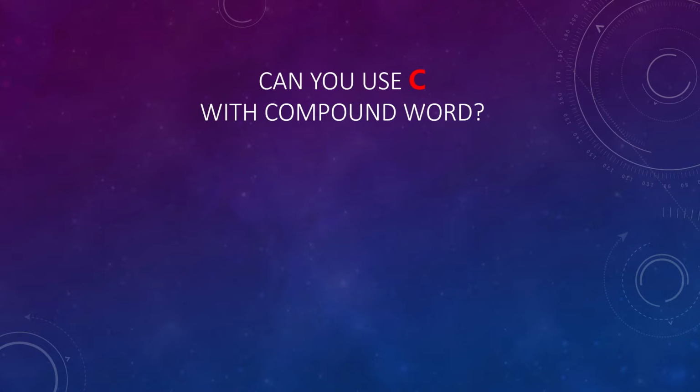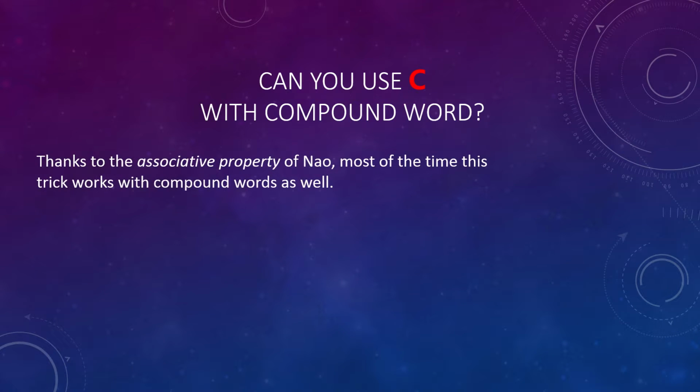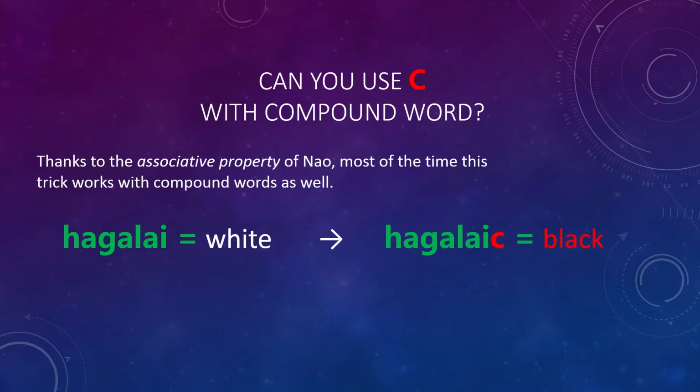Now, can you use sh with compound words? Well, you kind of can. Because thanks to the associative property of now, most of the time this trick works with compound words as well. So, for example, imagine we have a word like hagalai, which means white. It's not an elementary word. It's long, it's a compound word. But think about it. What's the opposite of white? With no doubt, the opposite of white is black.